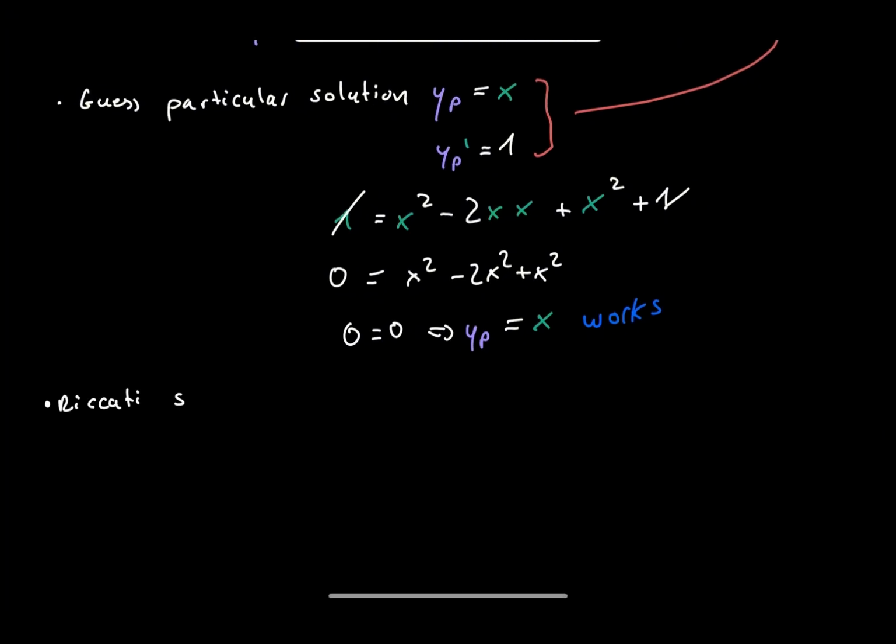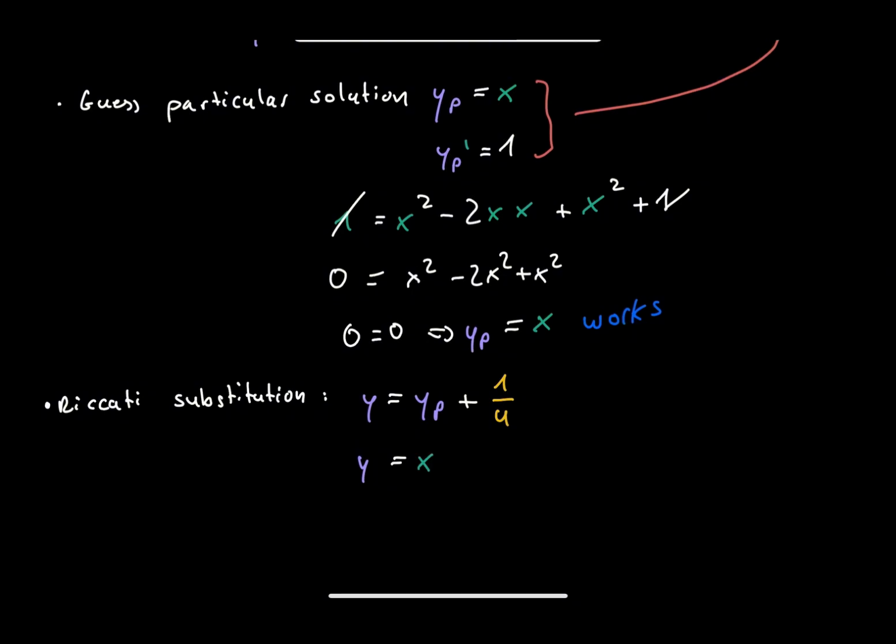Now we use the Riccati substitution. y = y_p + 1/u. So here, y = x + 1/u. Differentiate. y' = 1 - u'/u².